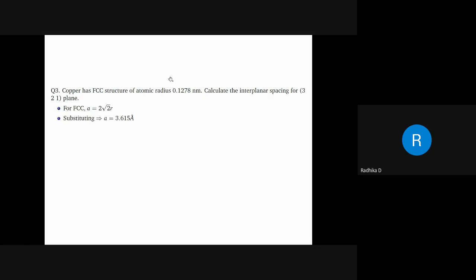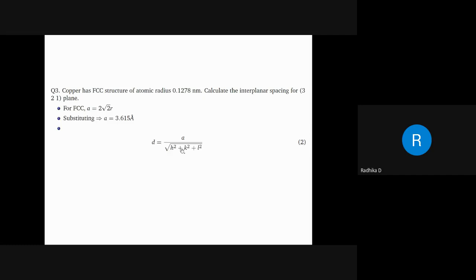If you are given atomic radius, it is very important to find out the lattice constant or the lattice parameter a. This is a cubic system. FCC is a cubic system. So a is equal to 2 root 2 into r. This formula you should remember. Substitute the radius. You will get a as 3.615 angstrom. And then it becomes easier like last time.